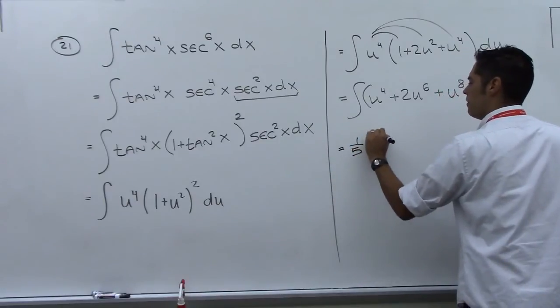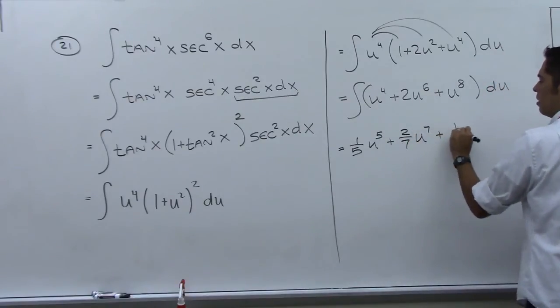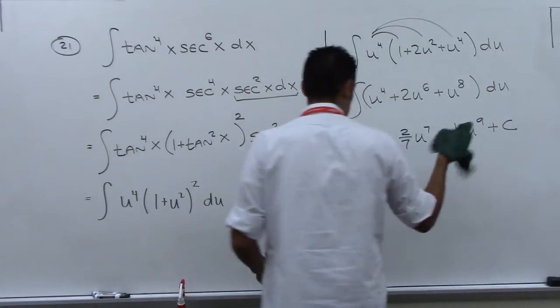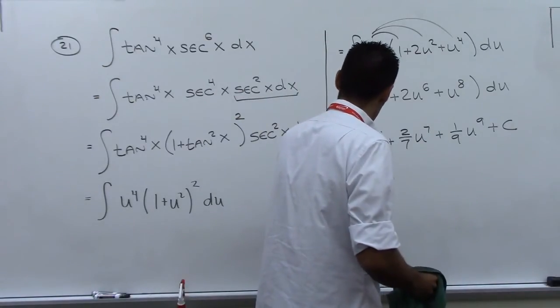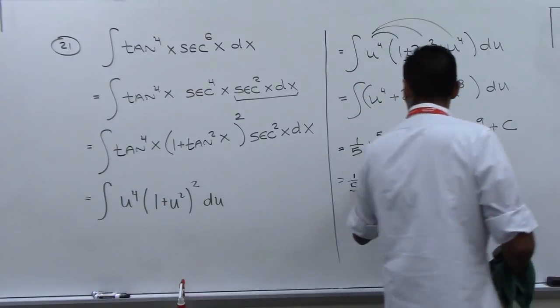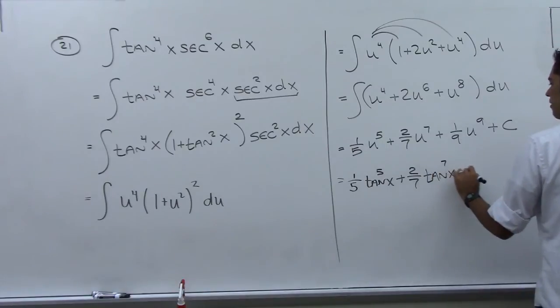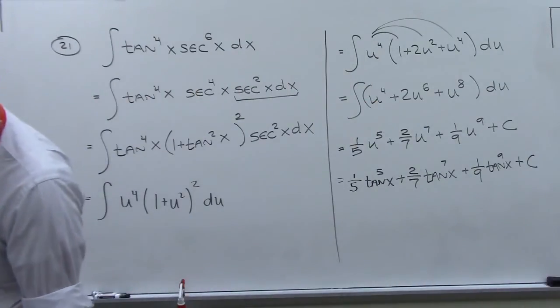1/5 u to the fifth, plus 2/7 u to the seventh plus 1/9 u to the ninth plus a constant. And now the final step is replace all your u's with tangent x. So we have 1/5 tangent x to the fifth plus 2/7 tangent x to the seventh plus 1/9 tangent x to the ninth plus a constant. That's it. That was it.